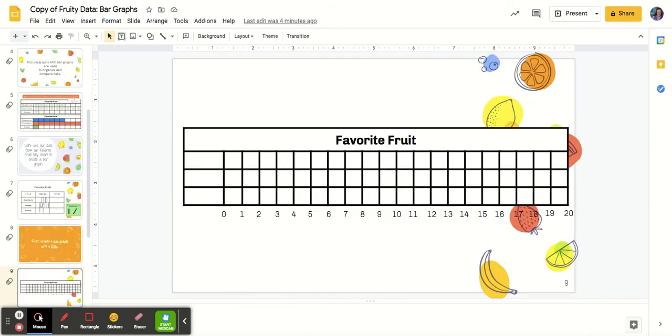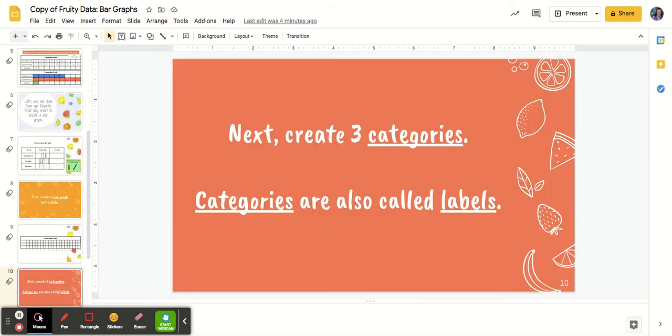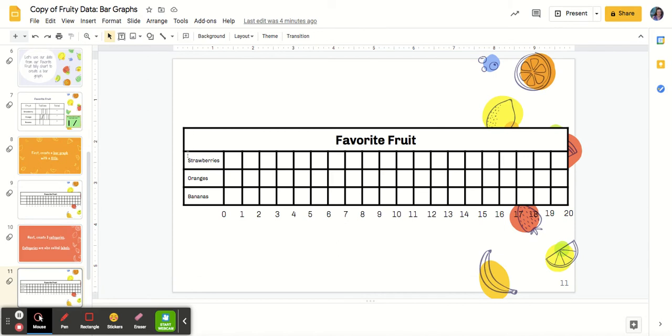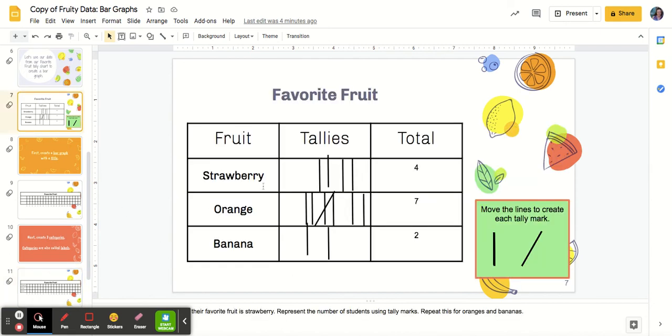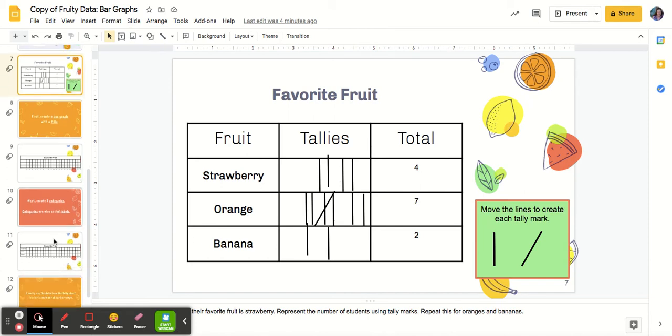So first I'm going to give it a title, which is called favorite fruit, so we know what we're talking about. Then I'm going to create the 3 categories or labels. So here on the side, strawberries, oranges, and bananas. And you see here at the bottom that there's numbers to show us the quantity of how many votes per category. Now, if you remember, for our fruit, we have strawberry with 4, orange 7, banana 2. So I'm going to remember that.